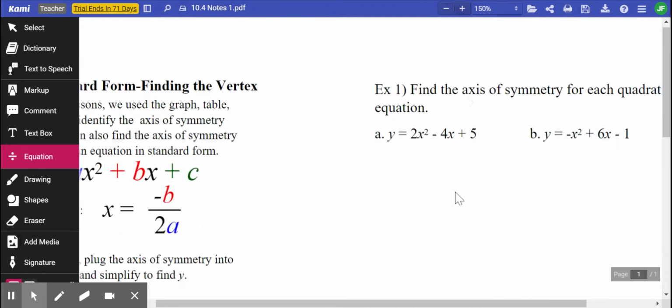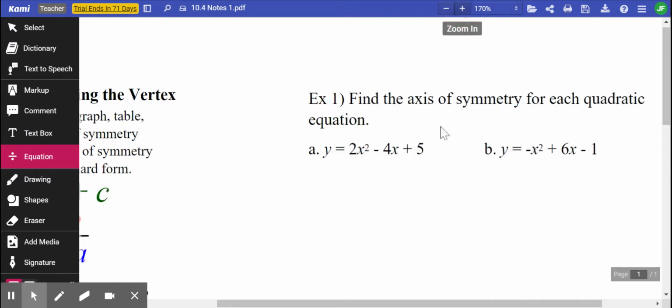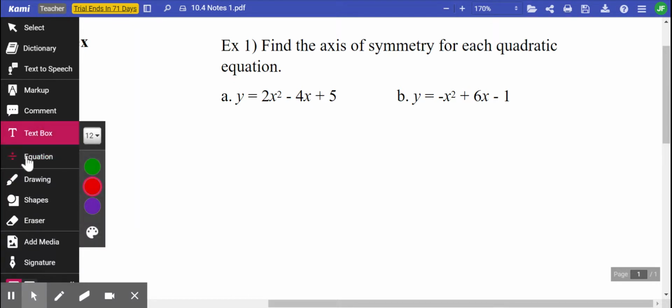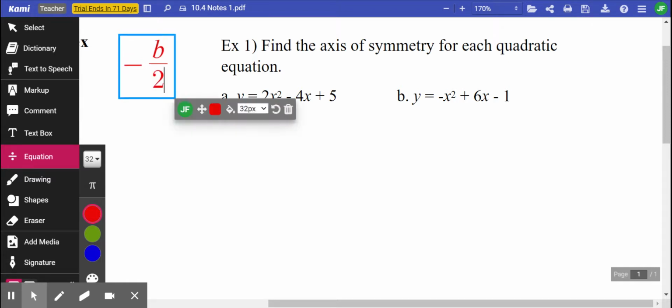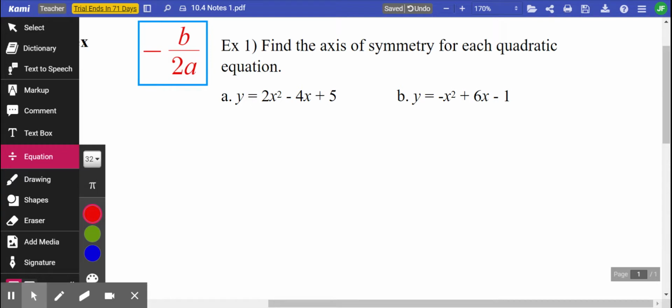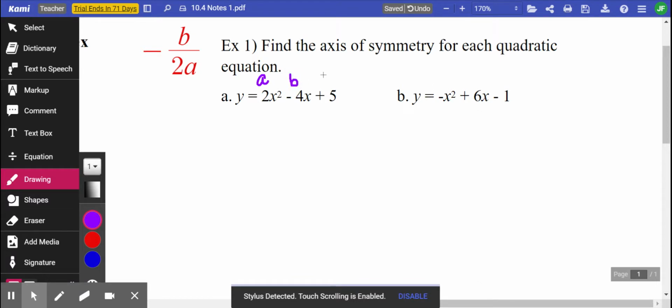So I'm going to go ahead and zoom in to these two questions here. To find the axis of symmetry, you need to remember the part of the quadratic formula that is the opposite of b over 2a. I'll type that in. We're going to use negative b over 2a. And this is, again, part of the quadratic formula. So if you know the quadratic formula, it just comes from the very beginning of that. So we are going to label a, b, and c.